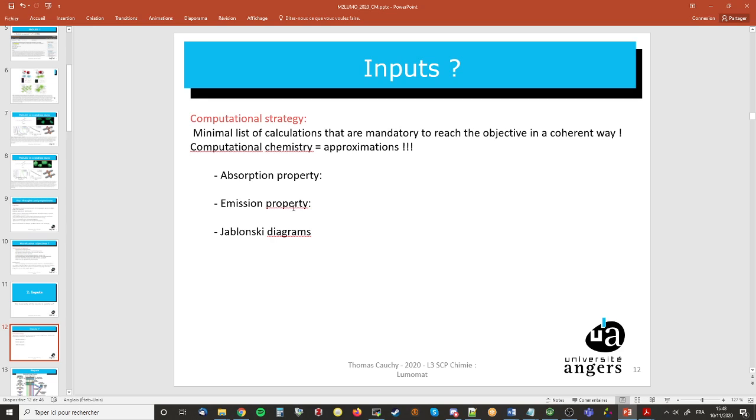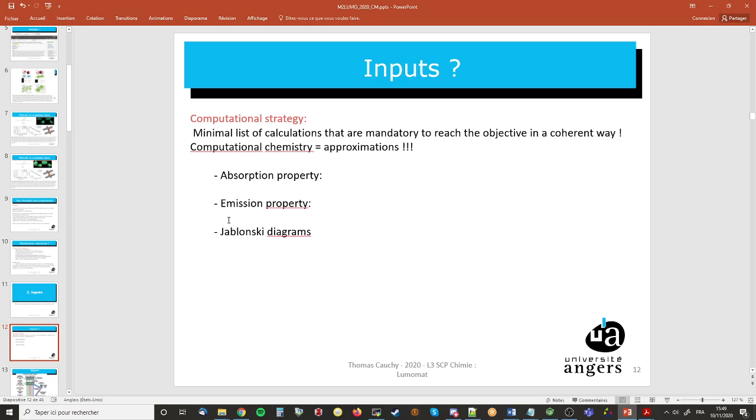The first group that answered just before gave us the last answer. That means we compute TDDFT for absorption properties. To do that, you need steps before. Okay, so you need to propose a strategy. That means you need a coherent approach with relative steps that are well organized.